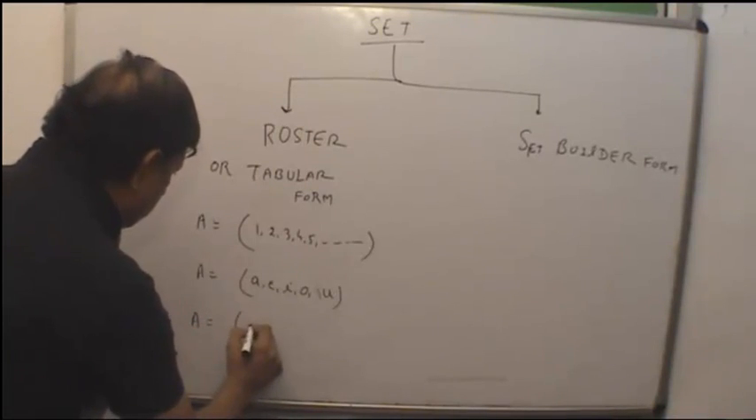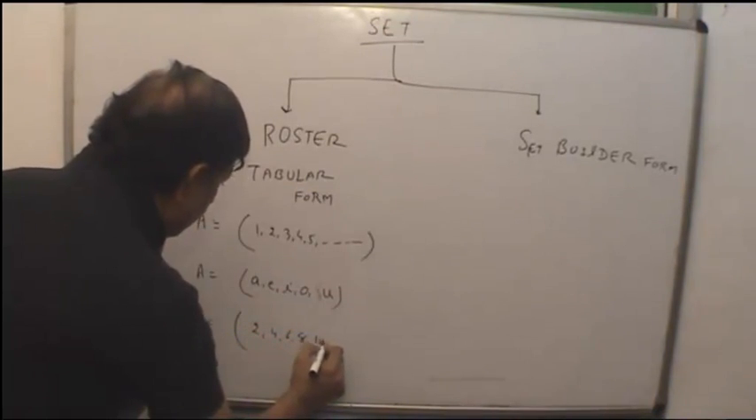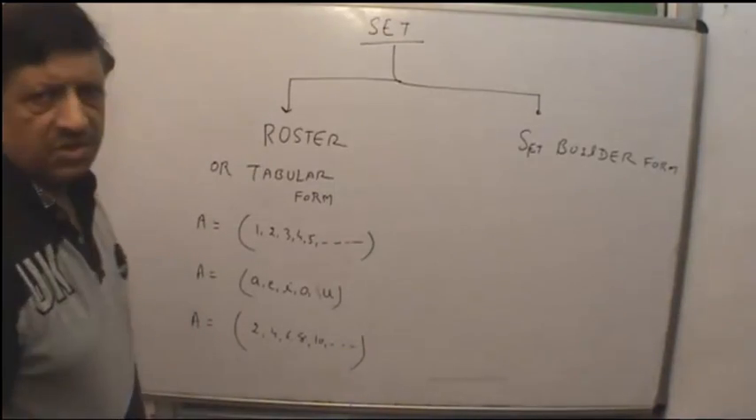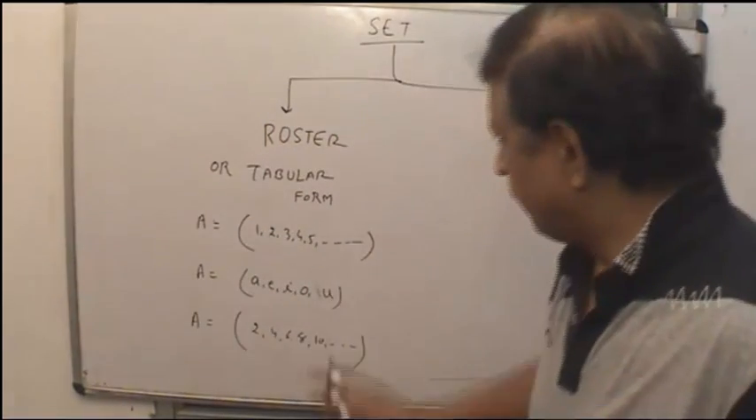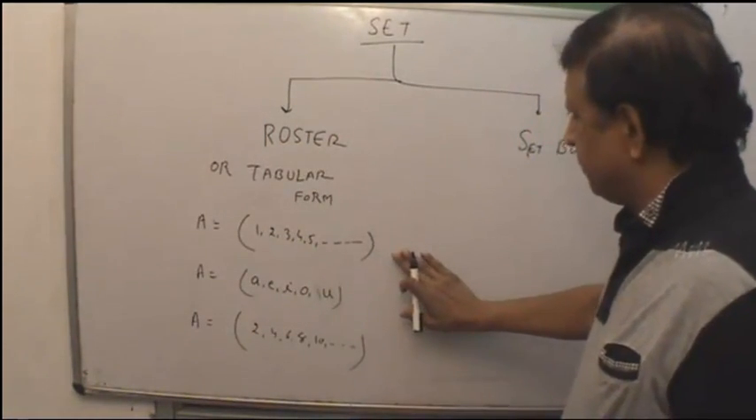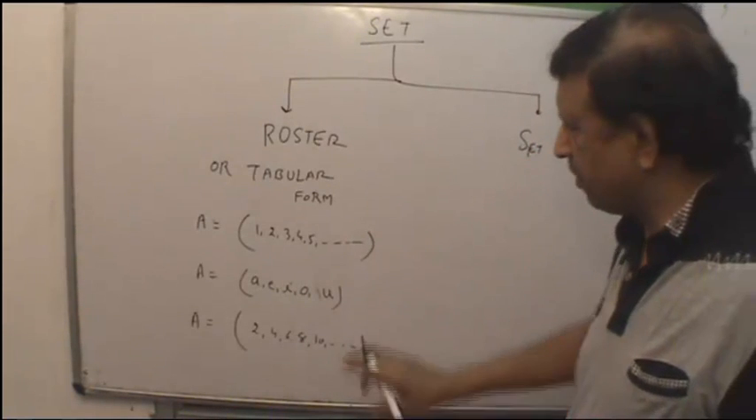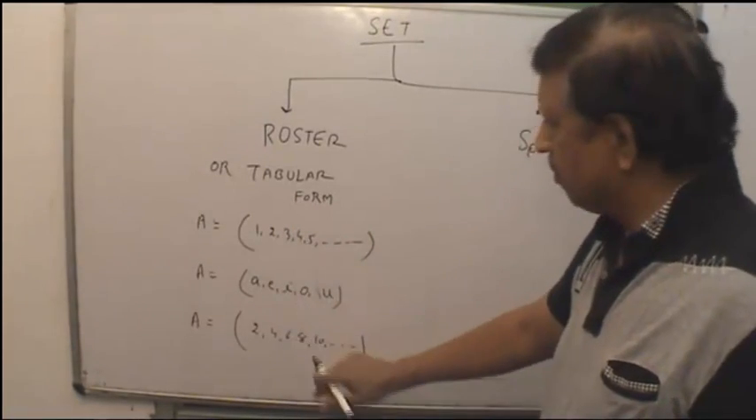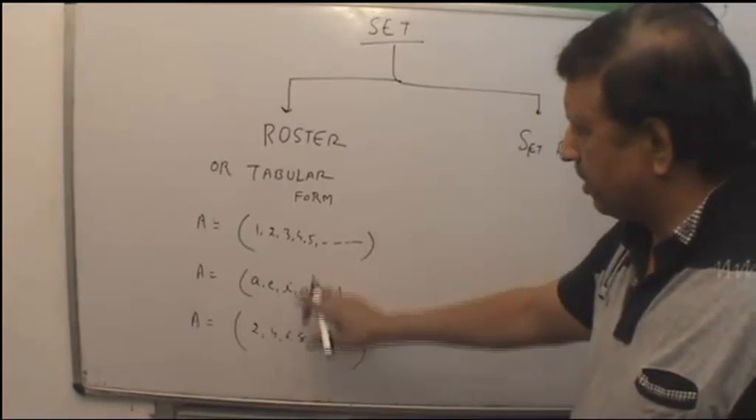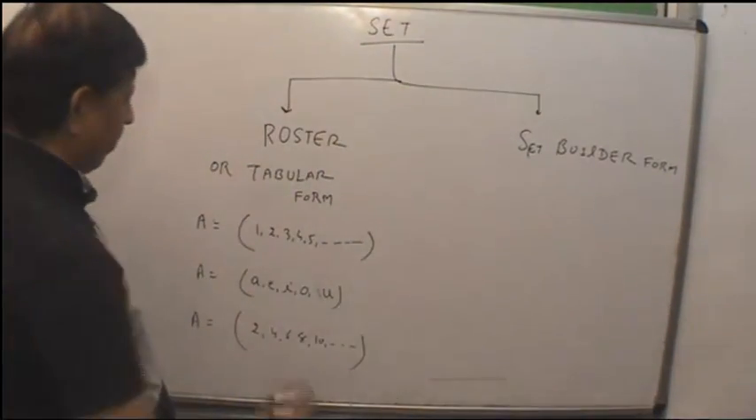Say A equal to 2, 4, 6, 8, 10 and so on. It is the set of all the even natural numbers. We can represent this also in the set builder form. First of all, we see all the elements or members or objects are in a definite pattern. This is called the set. If we want to write them in the set builder form, we do it like this.